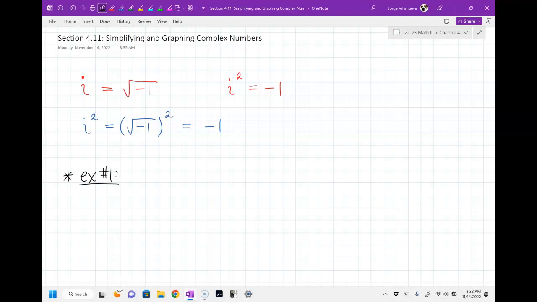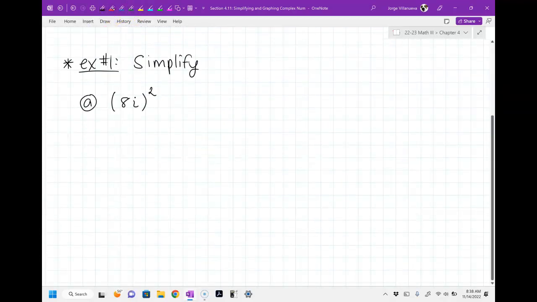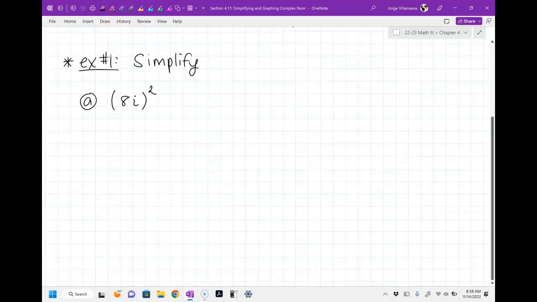All right. So example 1, we're just going to simplify. There are many ways that they can make you simplify stuff. First one, let's do 8i squared. Remember, i is the square root of -1, and i squared is -1. So 8i squared means square 8 and square i, right? So this becomes 8 squared i squared.